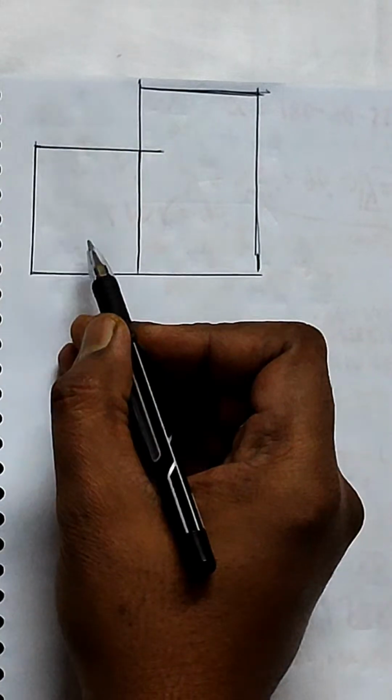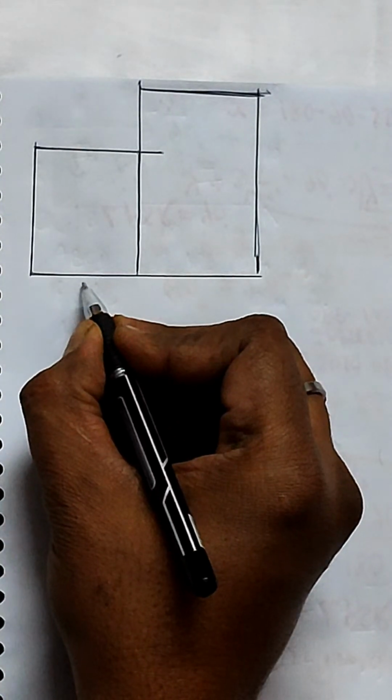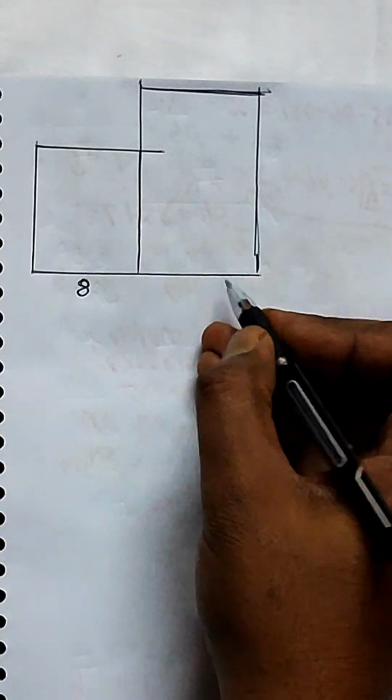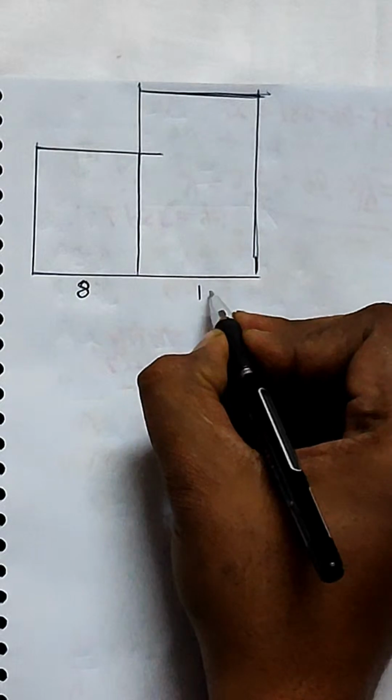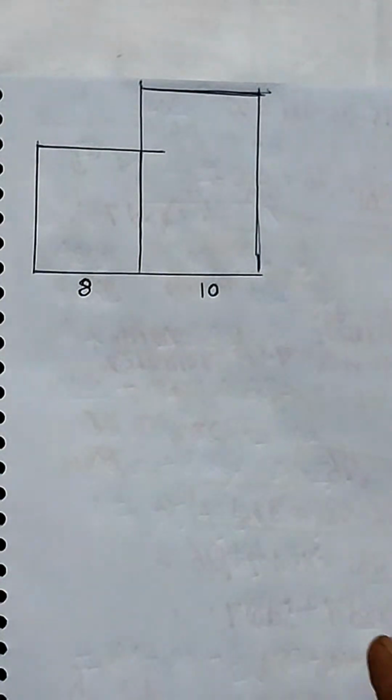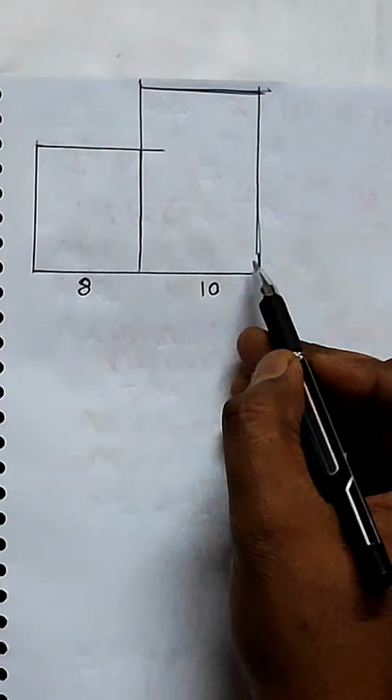Good evening students. Today we will solve one question where we need to find the area of a triangle when we have two squares. One square has a side of 8 and another square has a side of 10. Though it looks like a rectangle, don't think it's a square.